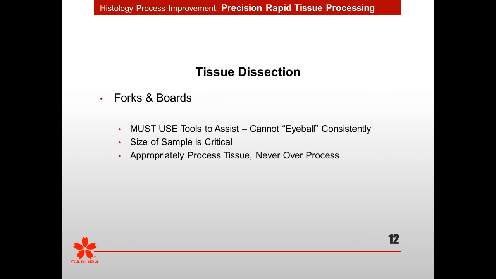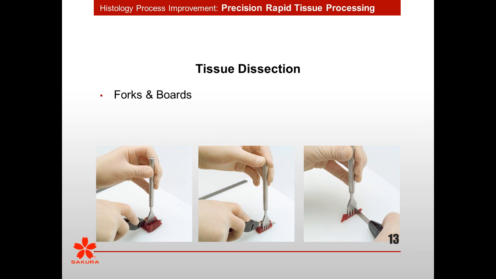So size of sample is critical. Appropriately processed tissue, never over-processed. That's why, again, rapid tissue processing. If you can complete exchange and get into paraffin in 1 hour or 2 hours, why use 3, 4, 5, 7, or 9? Appropriately process your tissue. Again, you'll reduce down your variation.